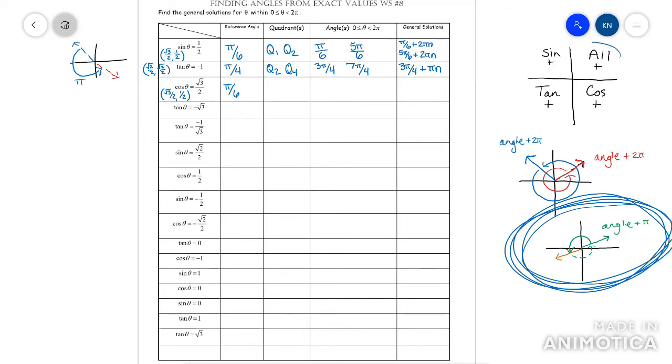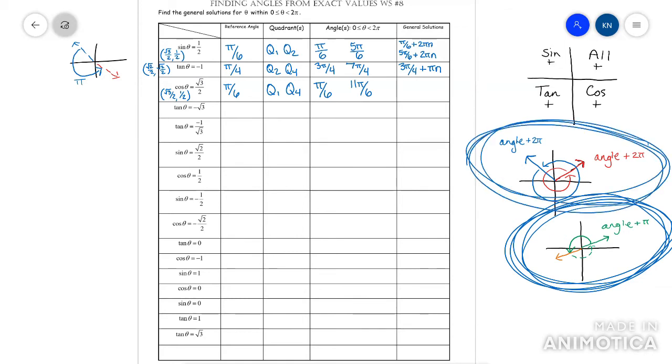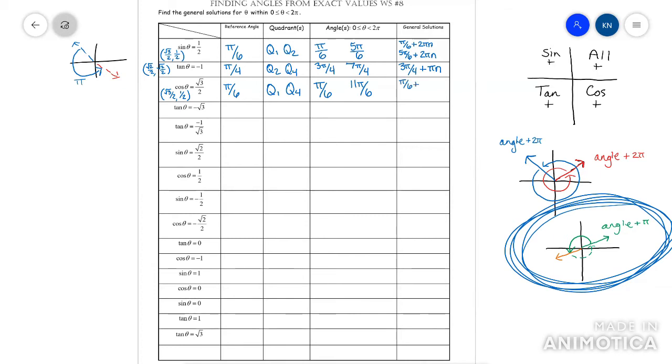Well, that only happens in quadrants 1 and 4. So the angle in quadrant 1 is just pi over 6. The angle over 6 in quadrant 4 is 11 pi over 6. So this is kind of like the red and blue scenario here, where we've got not opposite quadrants. So basically, we're going to have pi over 6 plus a full rotation, 2 pi n. Then we'll have 11 pi over 6 plus a full rotation, 2 pi n.